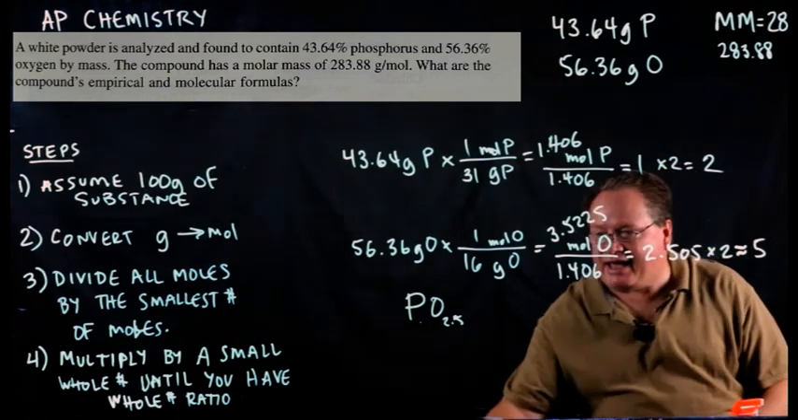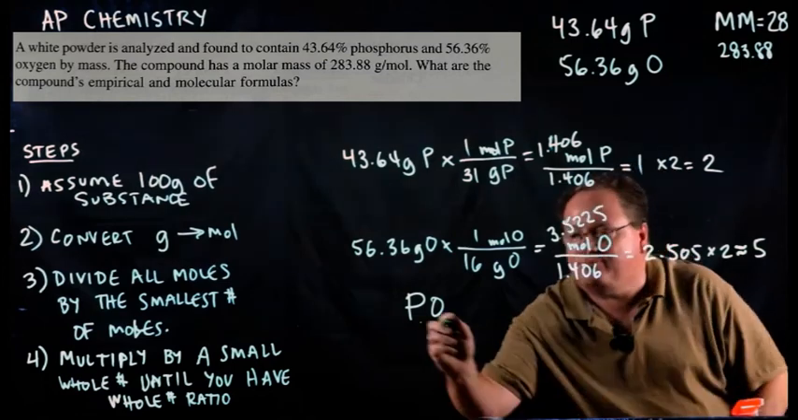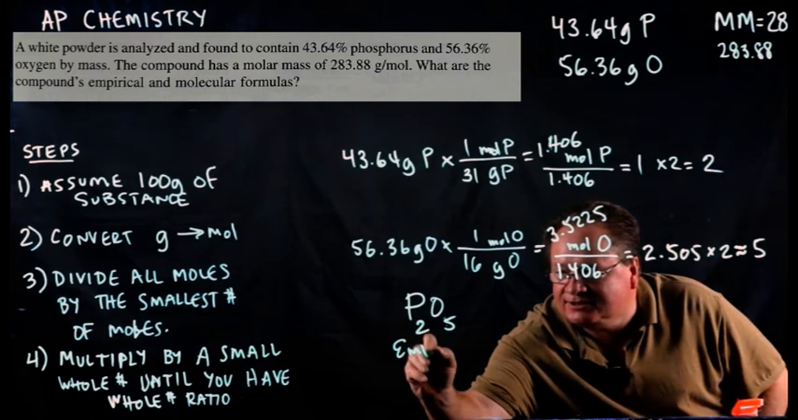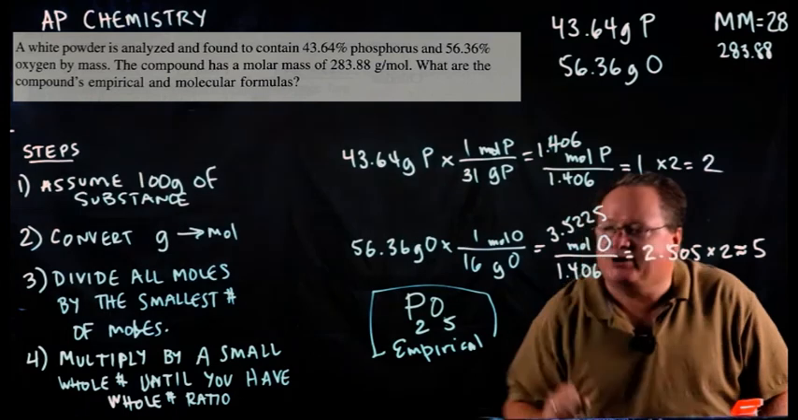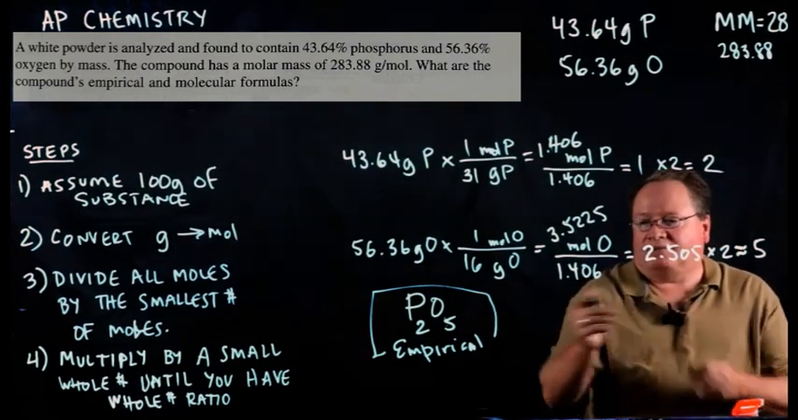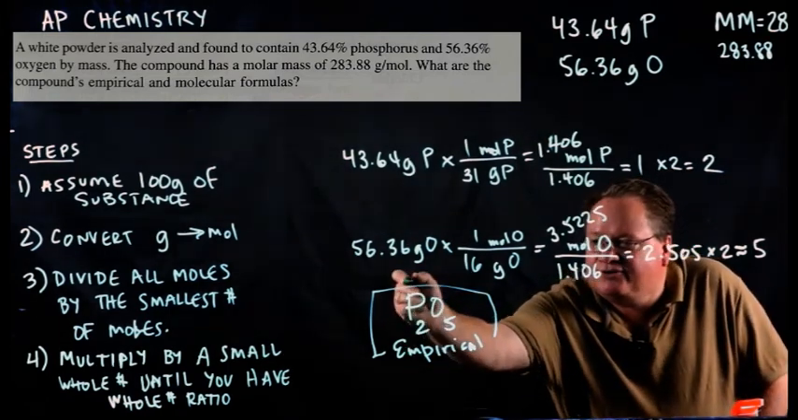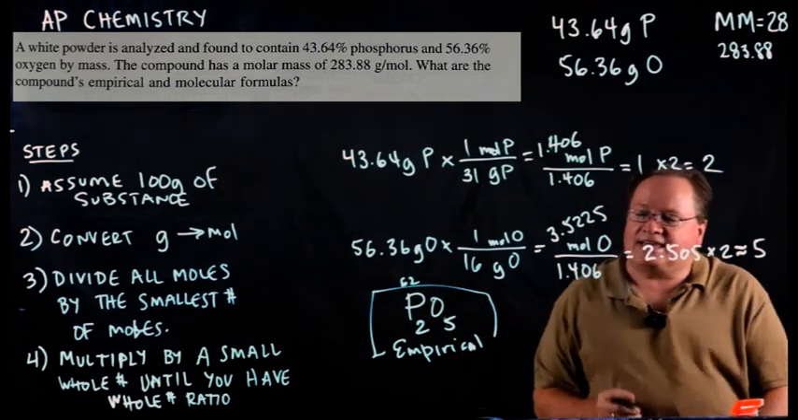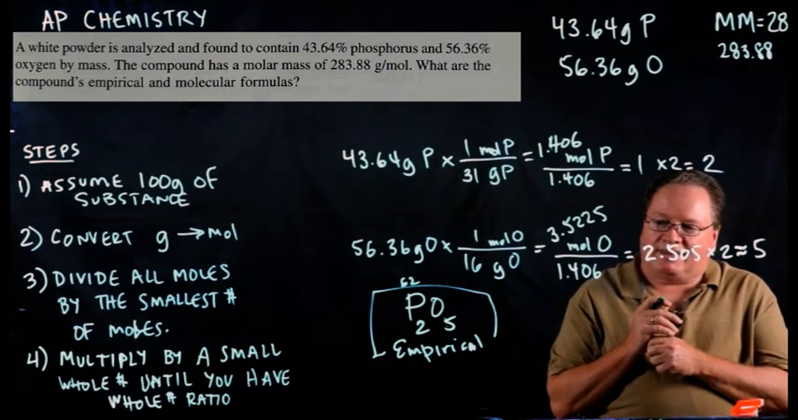So what is our actual ratio here for our empirical formula? Our ratio is going to be P2O5. That is our empirical formula. Okay? What about molecular? Well, let's figure out what the mass of the empirical is first. This is 31, and there's 2 of them, so that would be 62. This is 16, and there's 5. That would be 50 plus 30. That would be 80.